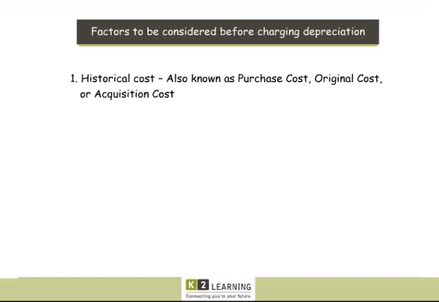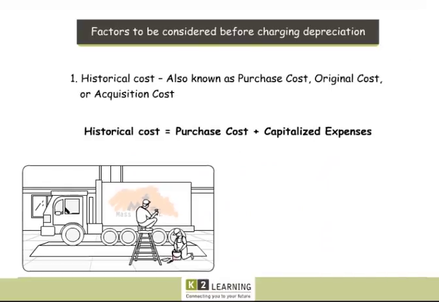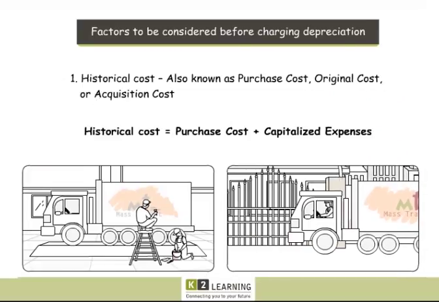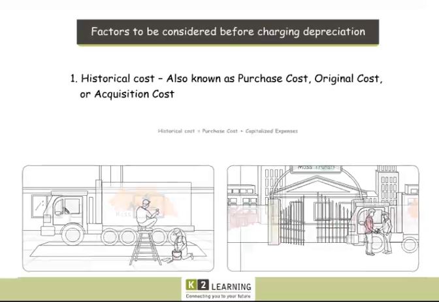The company should consider the following aspects before charging depreciation. 1. The historical cost, which is also known as the purchase cost, original cost, or acquisition cost of the asset. Historical cost includes purchase cost plus capitalized expenses like wages paid for installation of assets, delivery charges, commission, and all other such costs that increase the capacity of the assets.